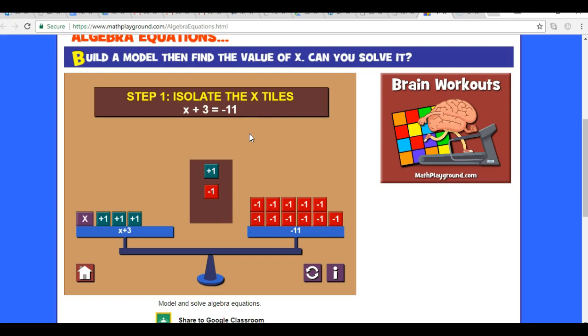Now it asks me to isolate the x tiles. To isolate means I want to have just an x over there. Well, that means I have to get rid of these. If you remember, how do I get rid of positive 1? Well, I add it to negative 1. But we're going to learn that what we do to one side, we have to do to the other. And this is a really great model of this. So again, to get rid of the plus 1, I'm going to do minus 1.